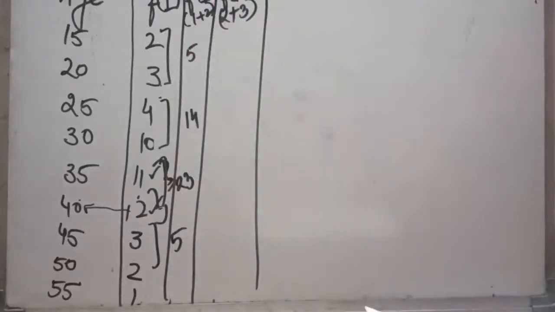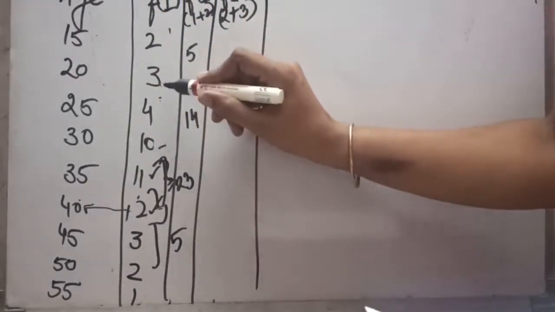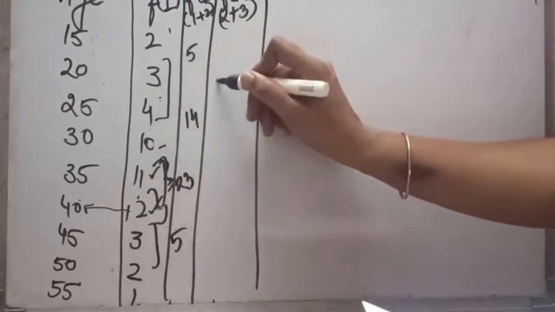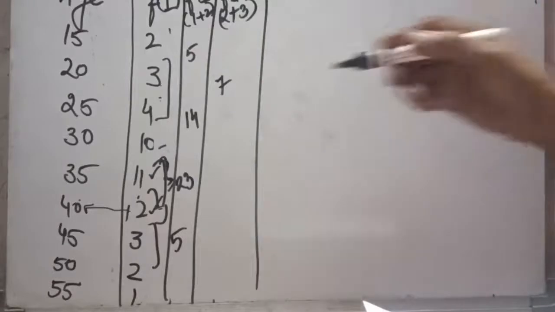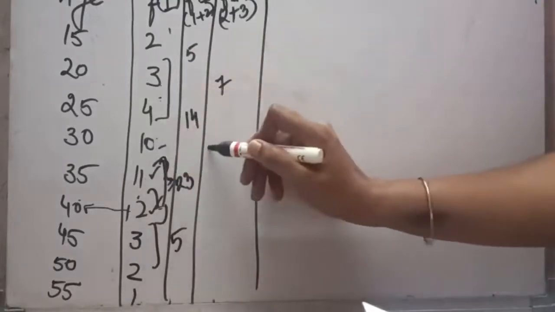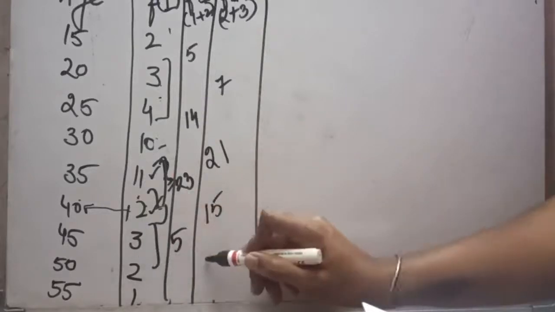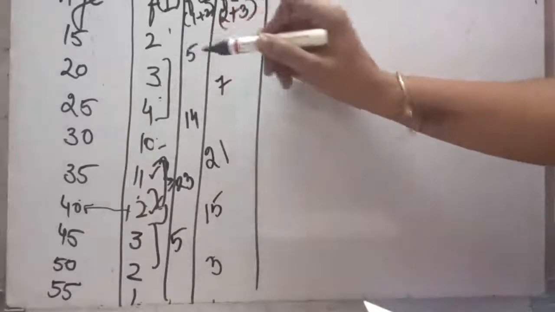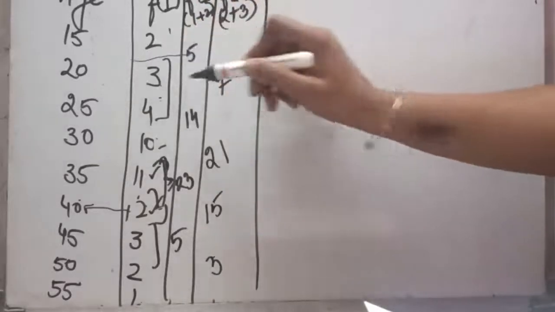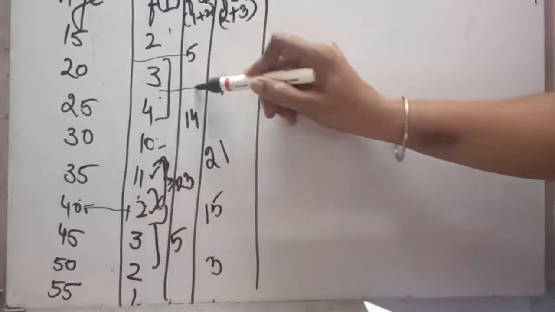Why 2 plus 3? Now we ignore the first element and add the next 2. It means 4 plus 3, 3 plus 4, and in the middle we write 7. Next 10 plus 11 is 21, 12 plus 3 is 15, and last 2 plus 1 is 3. We write these in the middle only, as we wrote the earlier ones in the middle.